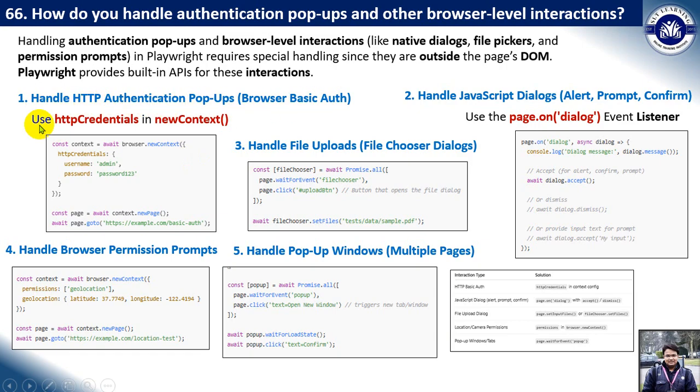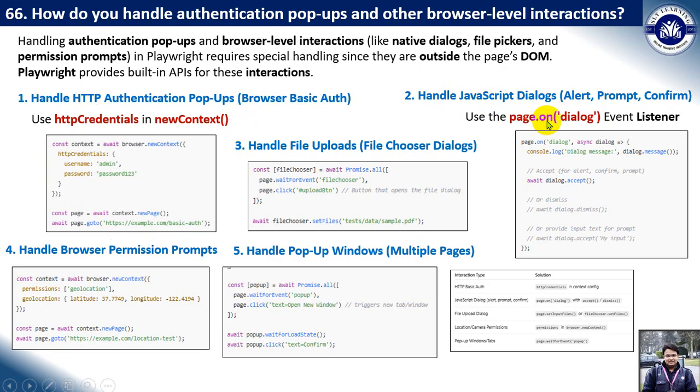What you can do is use httpCredentials in the new context. So when you create a new context, use httpCredentials and provide the username and password over there. And when you navigate to the login page with the basic authentication, it will automatically pass the username and password to that authentication pop-up, which is based on HTTP basic authentication.